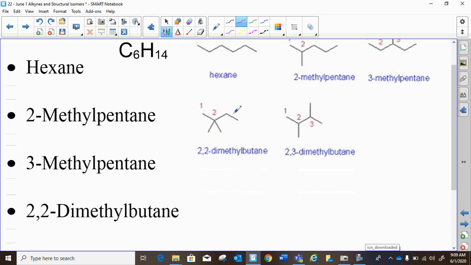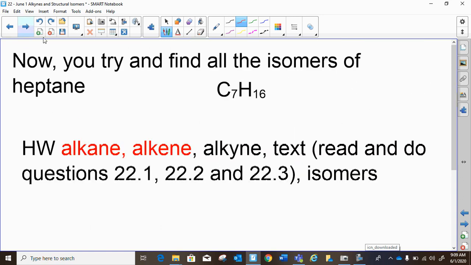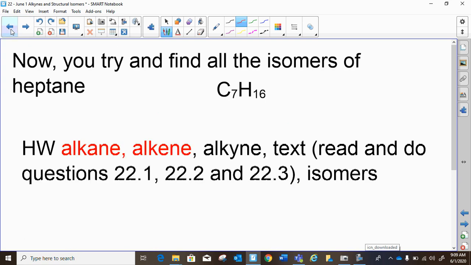Okay, and again, you don't have to use the zigzag method. If you want to put all the carbons and H's in, you're perfectly welcome to do that. All right, now for homework, I'd like you to try and find all the isomers for heptane. I will tell you there are 9, and I even will go so far as to tell you I have them written out in your notes, but I want you to try and find them yourself first without peeking.